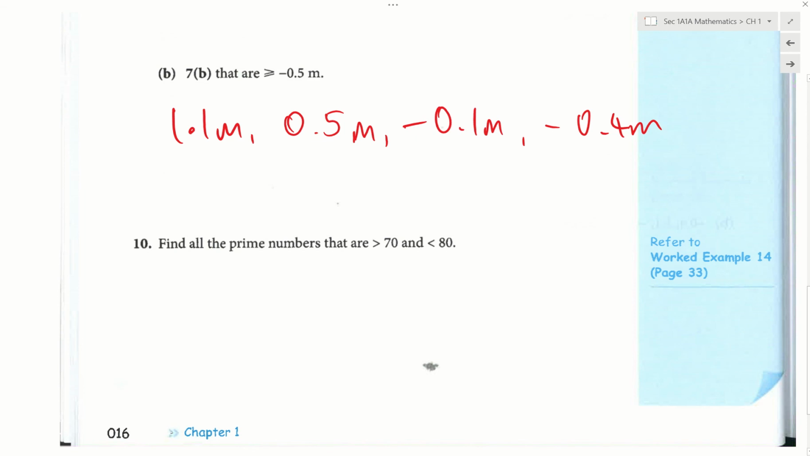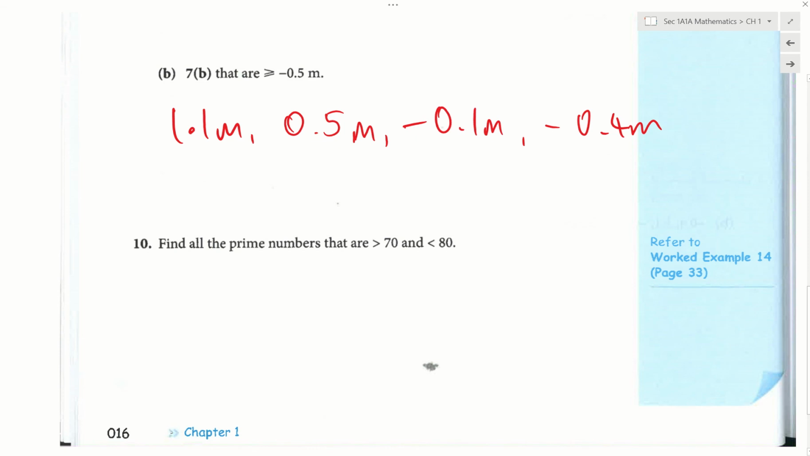7? 8? 9? 9 is also not, because you can divide by 3. How about 10? 11? Yes. 12? 13? 14? 14 is not, right? You can divide by 2. You can divide by 7. Okay, so those are prime numbers.